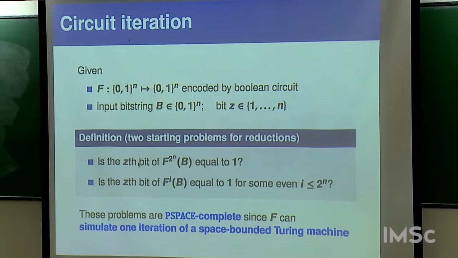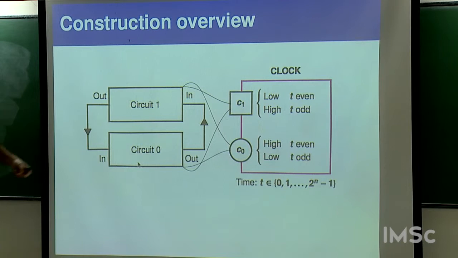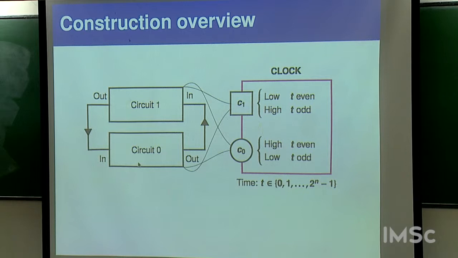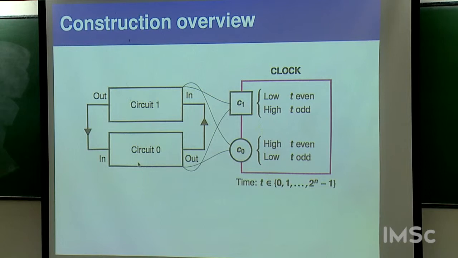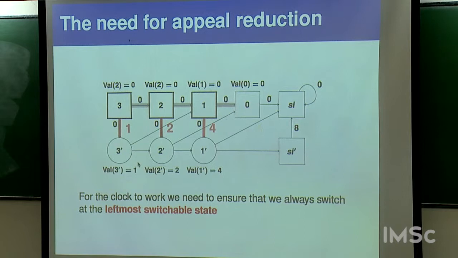We're going to have a pair of circuits, and the whole thing is going to be driven by a clock. The clock is basically the example I've been showing you, and I'm going to explain that in slightly more detail in a sec. The basic idea is that we have even and odd iterations, and one is going to compute and the other is going to copy in these different phases.